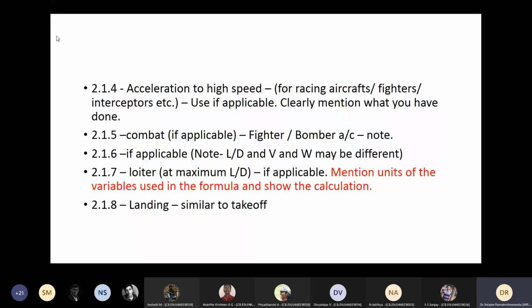Then acceleration to high speed, important for racing aircraft, fighters, interceptors, etc. Use it if it is applicable for you. If it's not applicable for your design, you don't have to use this. Then you have to clearly mention what you have done for your aircraft. Then there is a section for combat. Use it only for fighter bomber if there's a combat section.